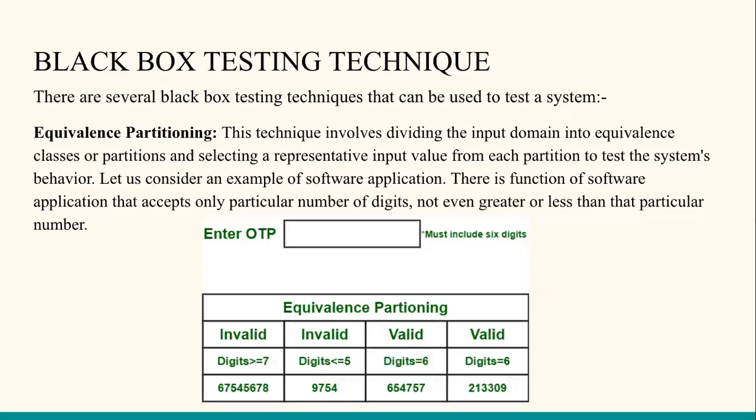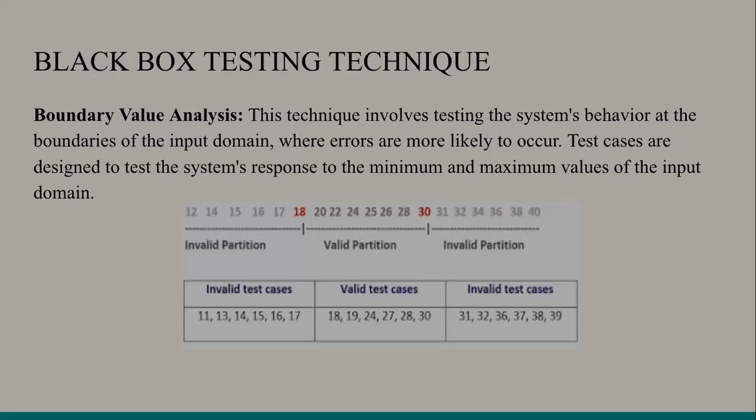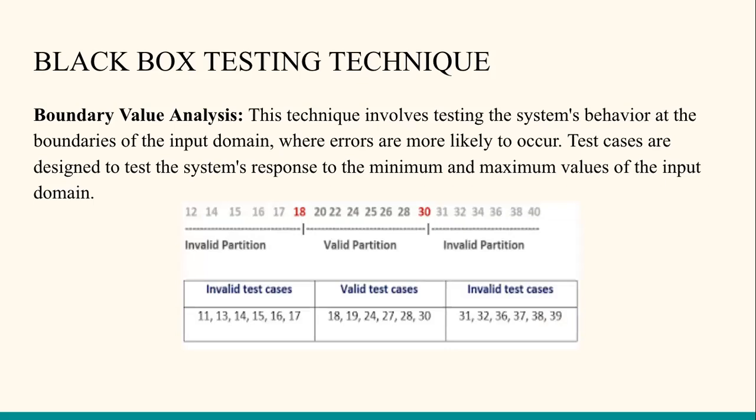So there are various black box testing techniques. First among them is equivalence partitioning. This technique involves dividing the input domain into equivalence classes or partitions and selecting a representative input from each partition to test the system's behavior. Boundary value analysis. This technique involves testing the system's behavior at the boundaries of the input domain where errors are more likely to occur. Test cases are designed to test the system's response to the minimum and the maximum values of the input domain.